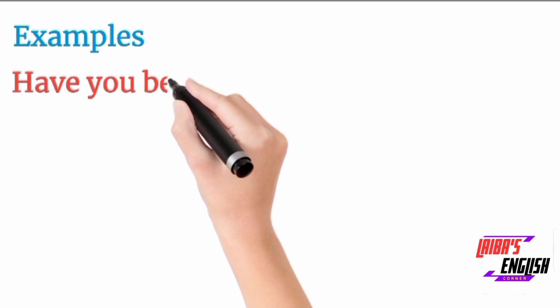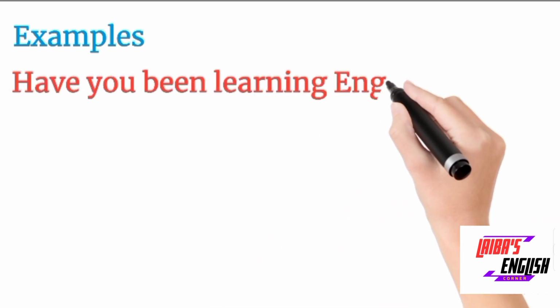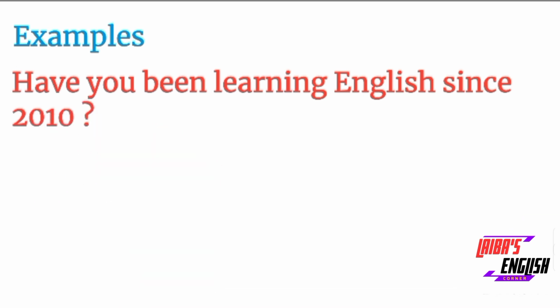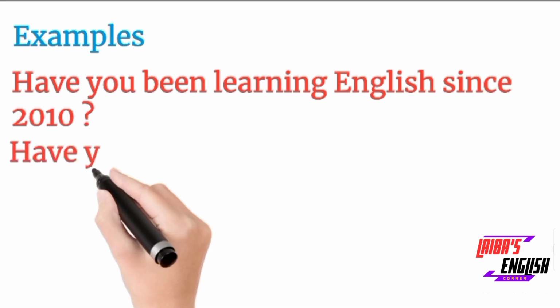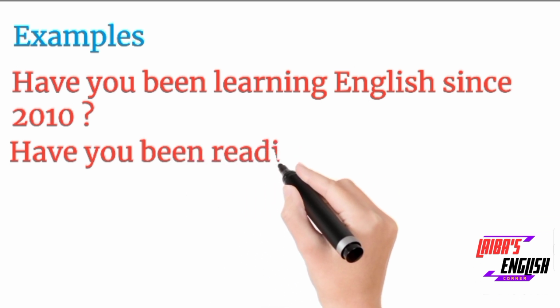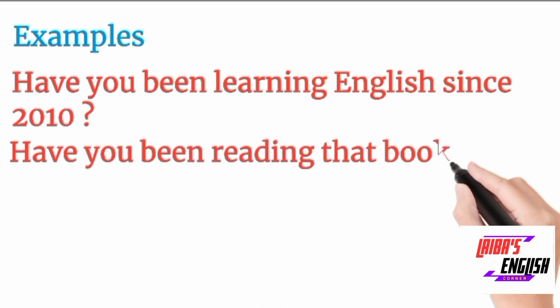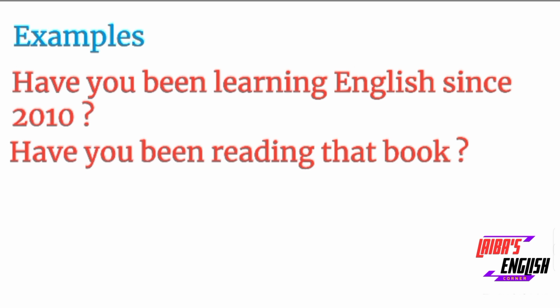So let's have some examples. Have you been learning English since 2010? Here we know the exact time, 2010, so we will use since. Second example is, have you been reading that book? Here the time is not given, so we will not mention any time. So, have you been reading that book? So this was a simple sentence.